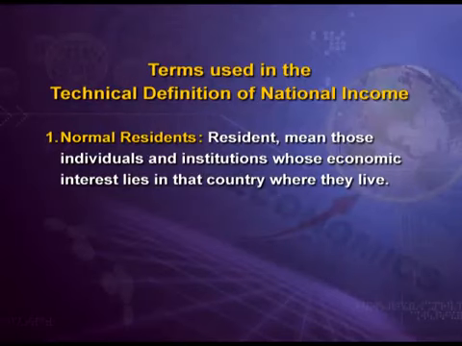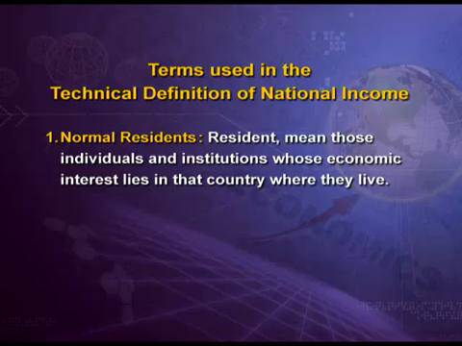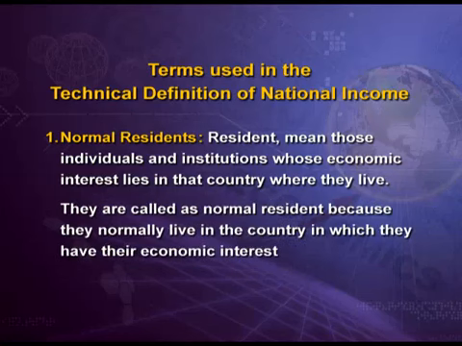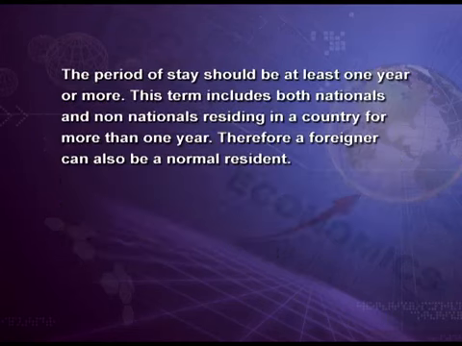First is normal residents. By resident, we mean those individuals and institutions whose economic interest lies in that country where they live. They are called normal residents because they normally live in the country in which they have their economic interest. But the period of their stay should be at least 1 year or more. This term includes both nationals and non-nationals residing in a country for more than a year. Therefore, a foreigner can also be a normal resident.